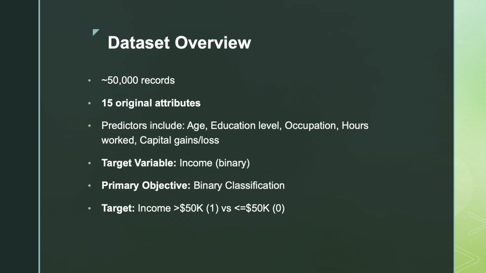This section covers predicting whether an individual's income exceeds $50,000 using US Census data.